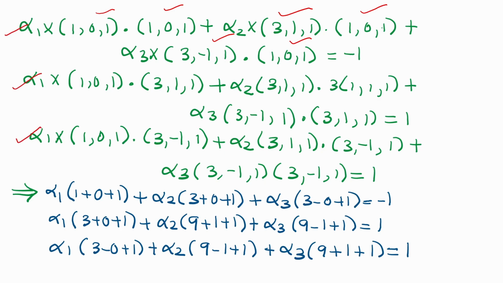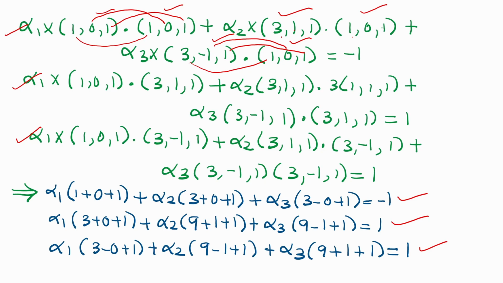Simplifying, this is a dot product, as you know: 1 into 1 plus 0 into 0 plus 1 into 1. So you are getting alpha 1 into 1 plus 0 plus 1, plus alpha 2 into 3 into 1 plus 1 into 0 plus 1 into 1, plus alpha 3 into 3 into 1 plus minus 1 into 0 plus 1 into 1. So you got 3 minus 0 plus 1, that is equal to minus 1. Similarly for the remaining two equations, we simplified and got three equations like this.